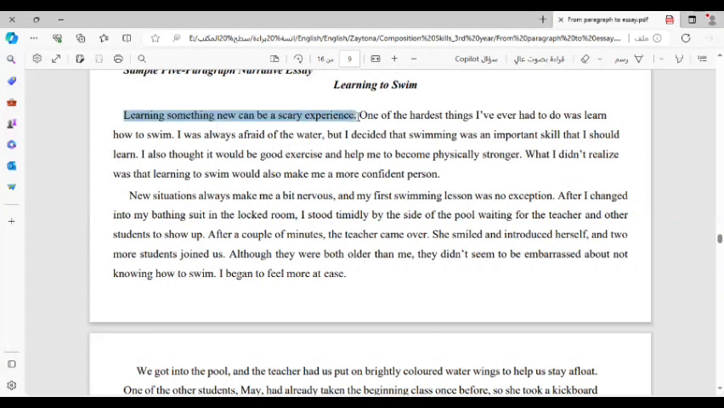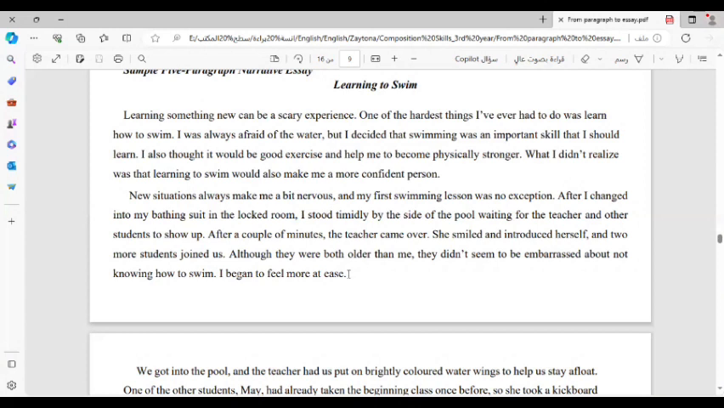So here we are talking in general, which is learning something new can be a scary experience, before going to my topic, which is how I learned to swim. So here I'm talking about learning something in general. As you notice here, we are using "I" many times because I'm talking about my own personal experience. As I told you, this is a narrative essay, which is meant to tell or narrate a story.